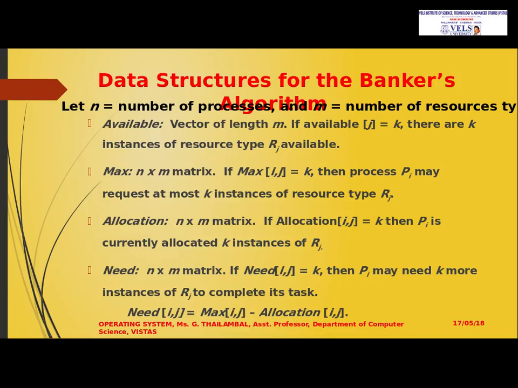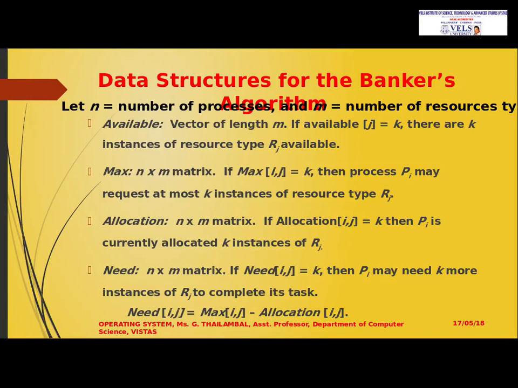And what is max of I comma j equal to k? That means k instances is the maximum resource needed by the process Pi. K instances of Rj resource is maximum needed by the process Pi.